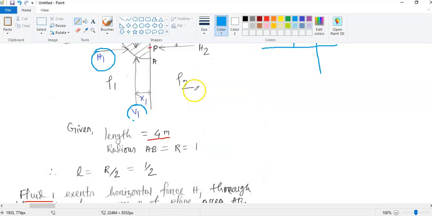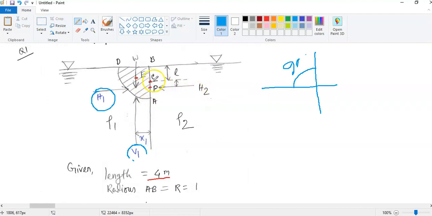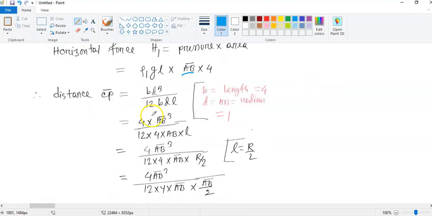And now we have this point, the center of pressure, and this is C, the centroid. So what is the distance CP? There is a formula for how we can calculate the distance. This is the formula of the distance CP: BD cube over 12 BDL. I actually do not have enough time to derive this formula. If you go through the books or your course notes, I'm not sure if it is available in your course notes or not, but definitely you will get it from your books.